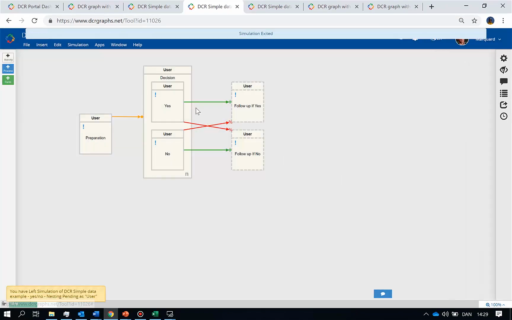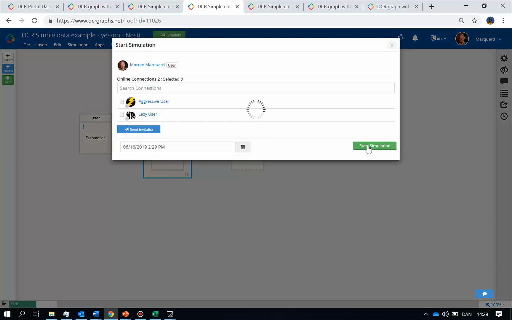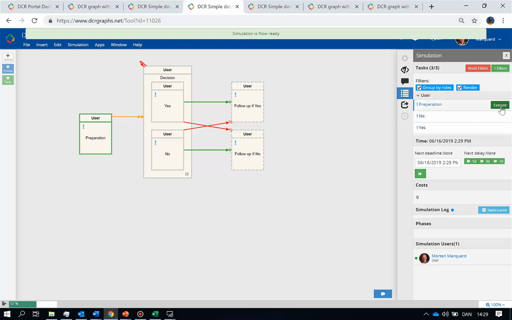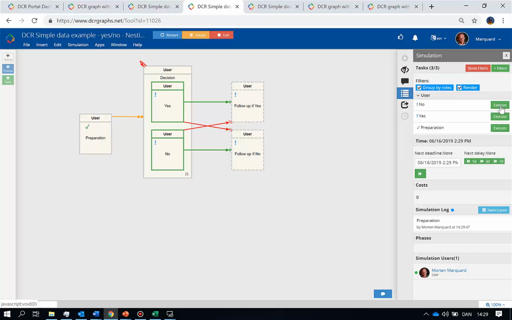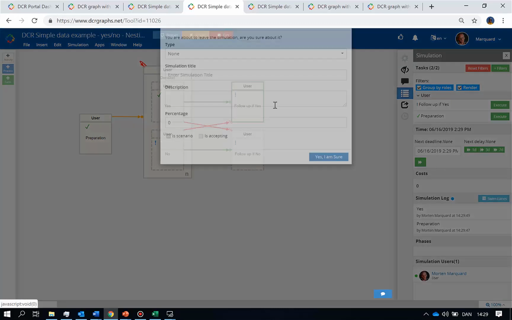A way to solve it could be to say whenever we've made a decision, we exclude the decision. Let's try to simulate. First, again, we have to do the preparation. Then we do the yes, and then we have the follow-up. The issue now is that we cannot change our mind. So we need another solution.